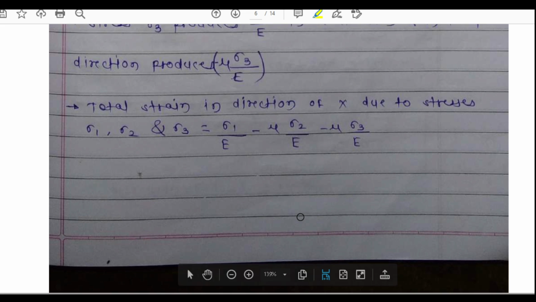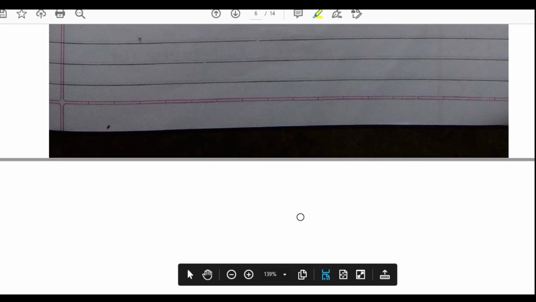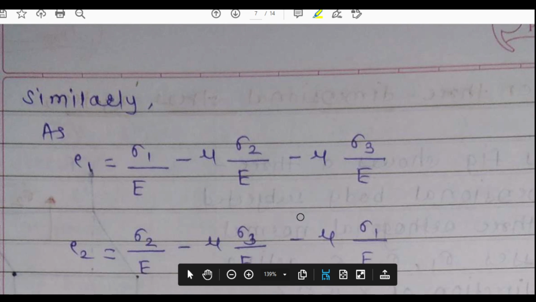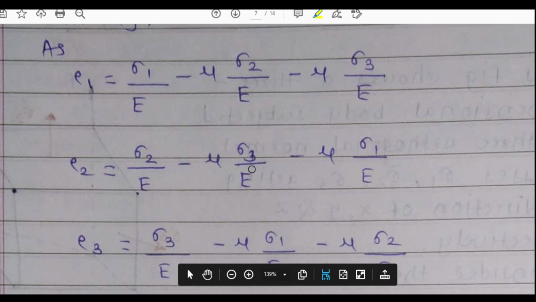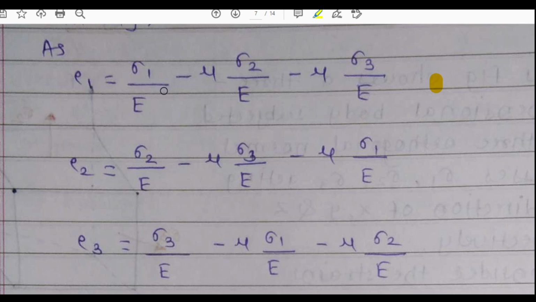So total strain in x direction will be E1 equals sigma 1 upon E. As sigma 1 is in x direction, it is producing longitudinal strain, and the remaining two are lateral. So E1 is sigma 1 upon E minus mu sigma 2 upon E minus mu sigma 3 upon E. E2 is sigma 2 upon E minus mu sigma 3 upon E minus mu into sigma 1 upon E.